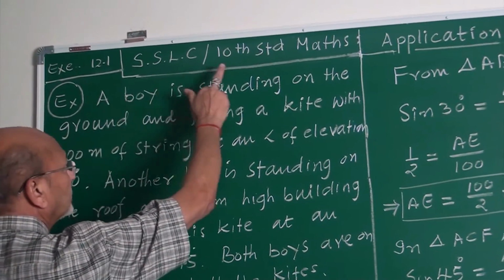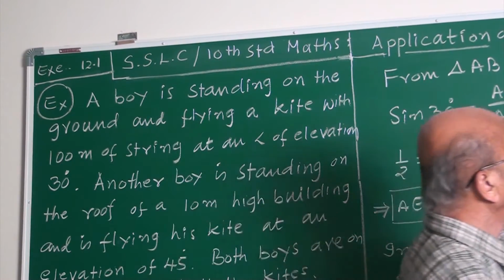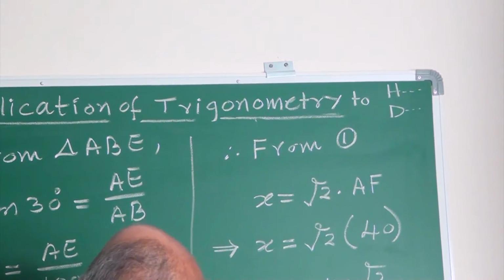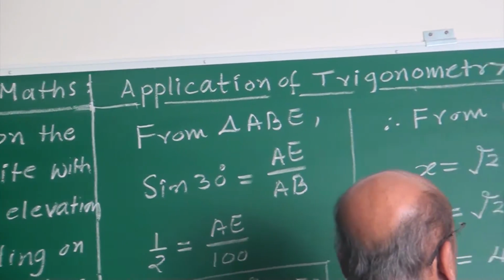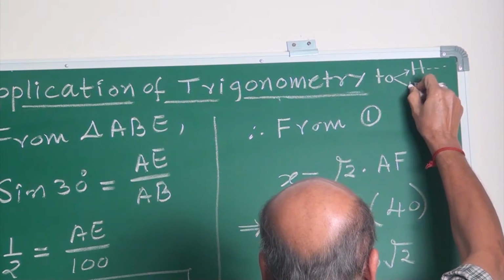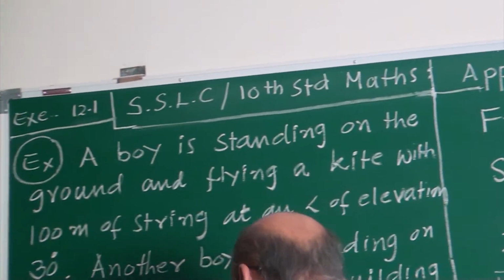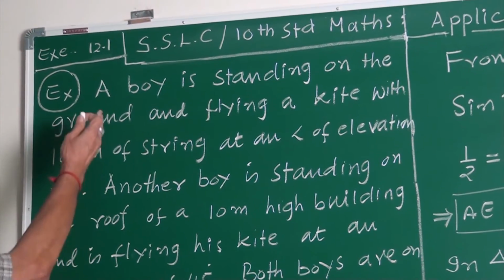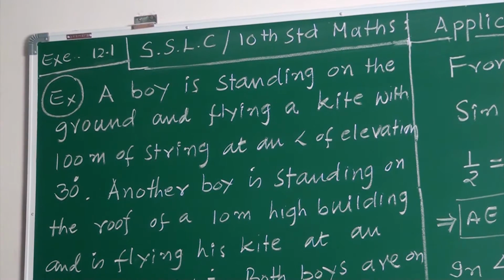We are still doing examples in Exercise 12.1, applications of trigonometry to heights and distances. This is another example, with a slight difference on the board. In such cases, the only tedious thing is that the questions are very lengthy.